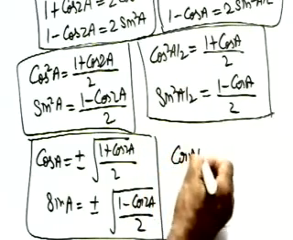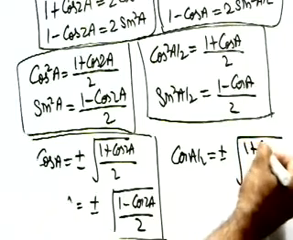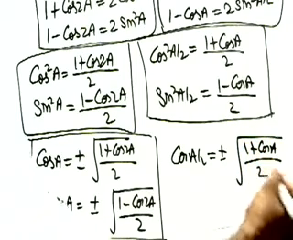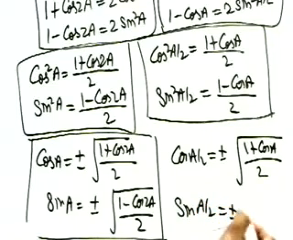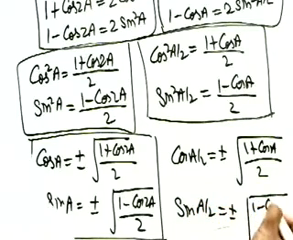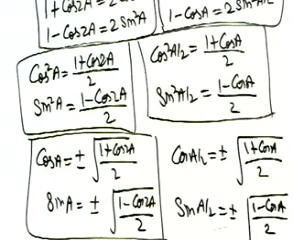Now the same here. What will be cos A by 2? Cos A by 2 will be plus or minus under root of 1 plus cos A whole divided by 2. In the same way, for sin A by 2, the plus or minus sign depends upon the quadrant in which A by 2 lies.